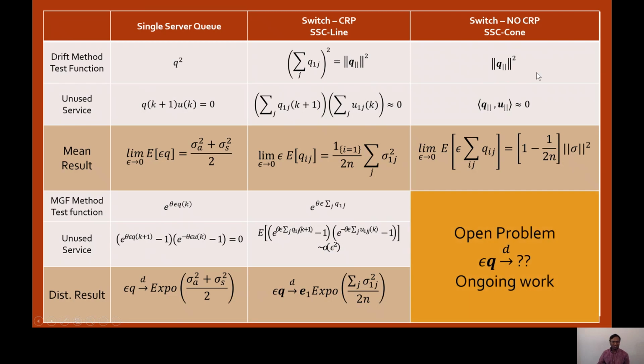And a natural question is the remaining rows of this table, remaining cells of this table. What is the joint distribution of epsilon q? This is a major open problem in the space, and we are working on it. We don't quite have an answer, but at least we have a candidate. So hopefully we'll have a paper out on this very soon.